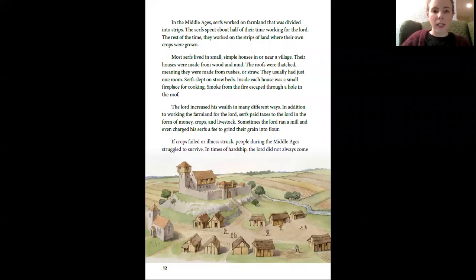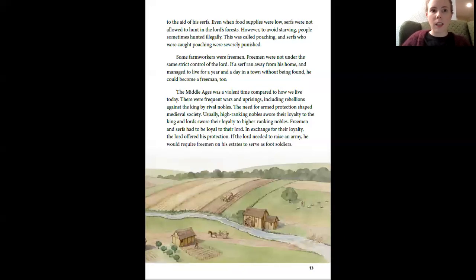If crops failed or illness struck, people during the Middle Ages struggled to survive. In times of hardship, the lord did not always come to the aid of his serfs. Even when food supplies were low, serfs were not allowed to hunt in the lord's forest. However, to avoid starving, people sometimes hunted illegally. This was called poaching, and serfs who were caught poaching were severely punished. So even though they might not have had any food, remember this is before there were stores to go buy your food, they were not allowed to go hunt so that they could survive.